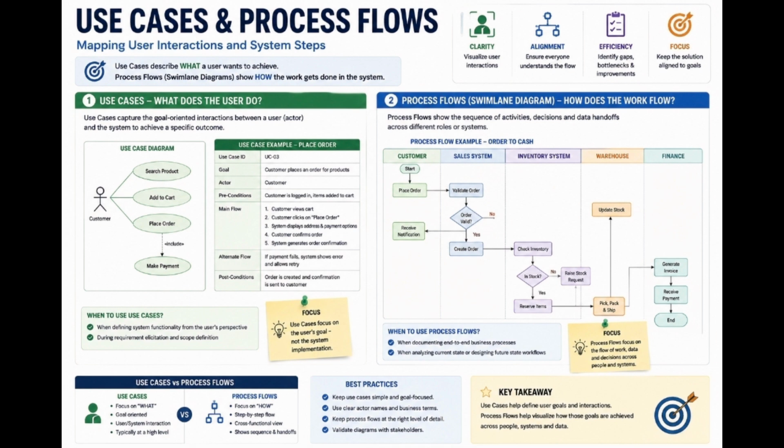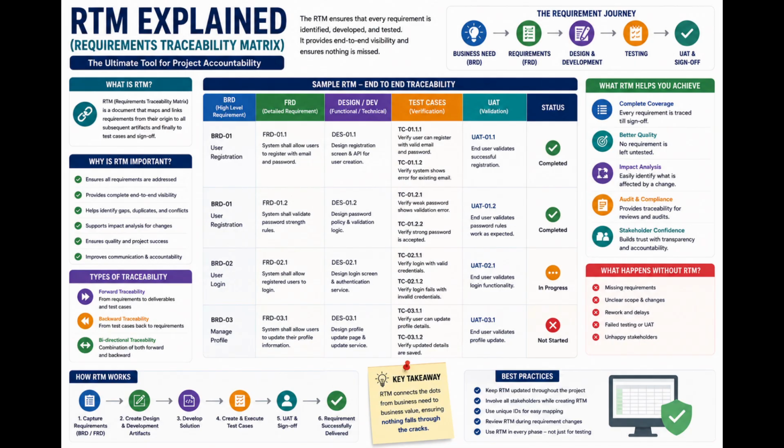Use cases and process flows. A visual guide on how to map out user interactions and system steps. We look at use cases to outline the specific steps a user takes to achieve a goal, alongside process flows or swimlane diagrams that visually trace the path of data and actions through a system.